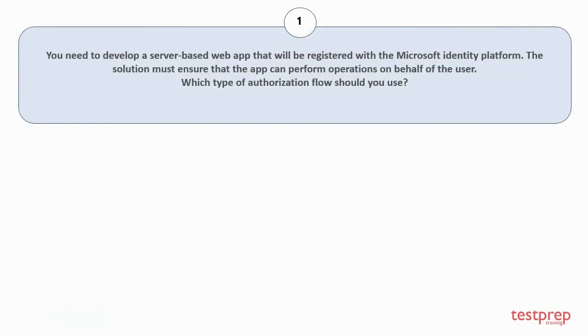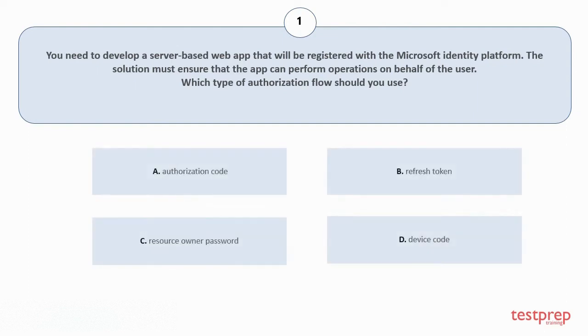Question number 1. You need to develop a server-based web app that will be registered with the Microsoft Identity Platform. The solution must ensure that the app can perform operations on behalf of the user. Which type of authorization flow should you use? Your options are A. Authorization code, B. Refresh token, C. Resource owner password, D. Device code. The correct answer is option A.